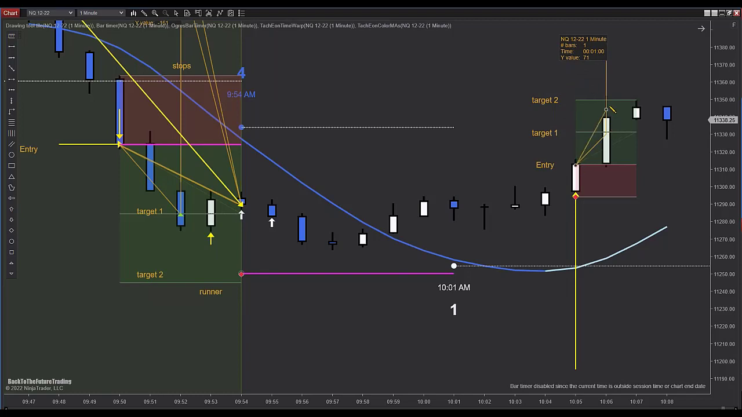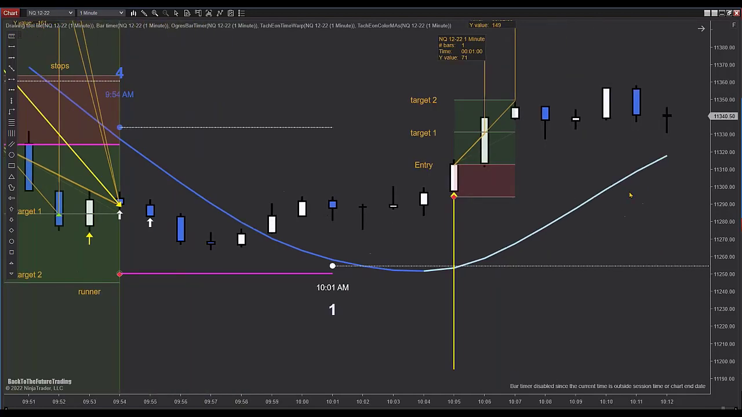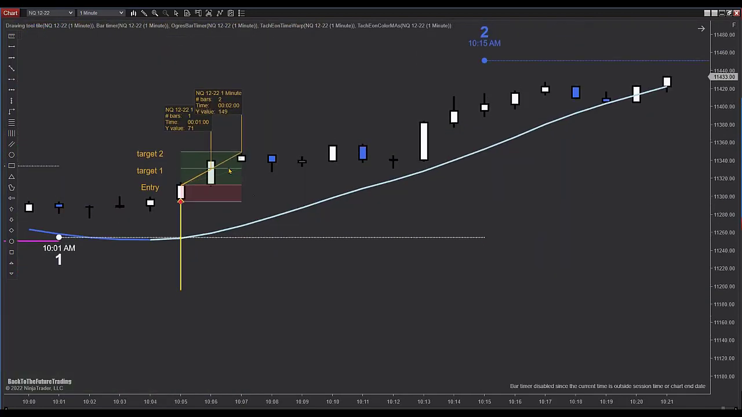Target 1, we'll call it over here just so we can move it out of the way. And then we do need to drag this all the way on over here. So there's our whole window. That's our wick. And then what's really cool is we have that runner position. We'll run that all the way up to the close of the 10:15 candle.